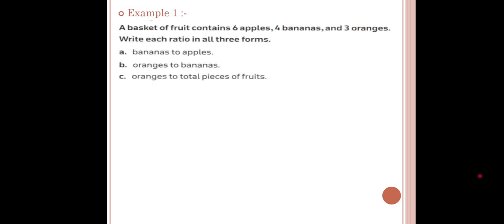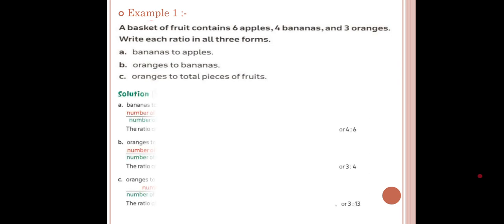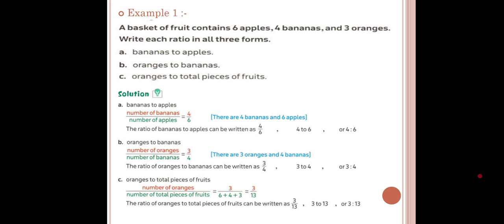Example: a basket of fruit contains 6 apples, 4 bananas, and 3 oranges. Write each ratio in all 3 forms. Question A: bananas to apples. The number of bananas is 4 and the number of apples is 6. Then the ratio is 4 over 6, or 4 to 6, or 4 : 6.